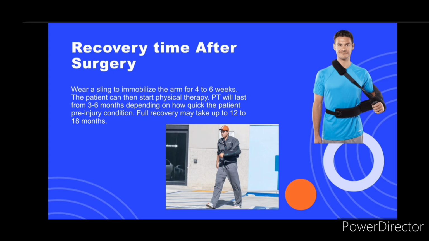Recovery time after surgery. Wear a sling to immobilize the arm for 4 to 6 weeks. The patient can then start physical therapy. PT will last from 3 to 6 months depending on the patient's pre-injury condition. Full recovery may take up to 12 to 18 months.